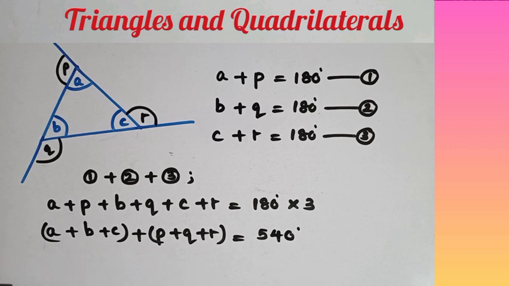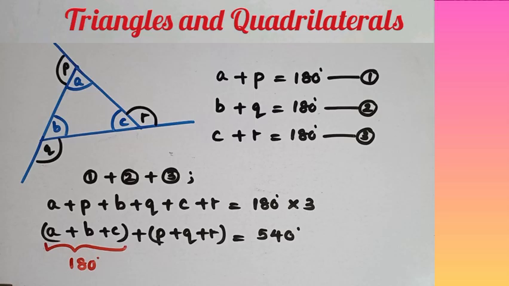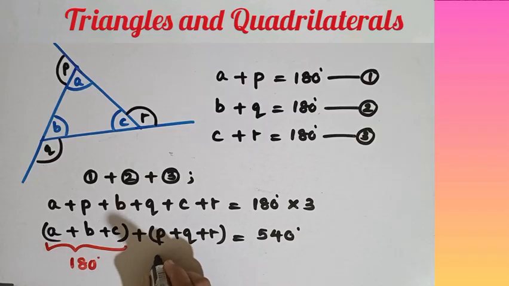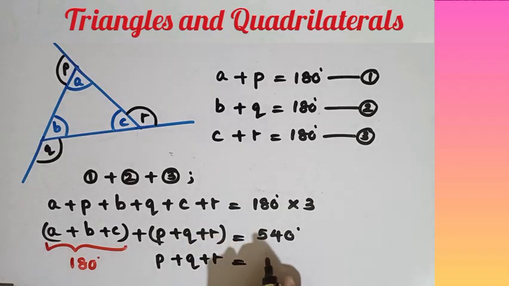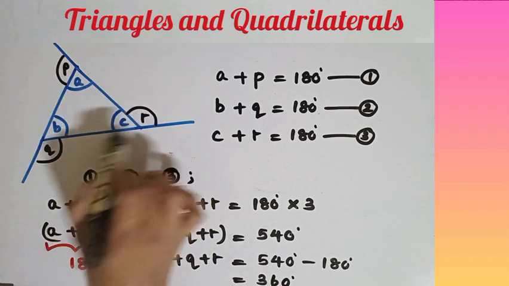These three are interior angles of this triangle, that is equal to 180 degrees. So we can put it here, 180 degrees. Now P plus Q plus R equals 540 minus 180. So the sum is 360 degrees. The same result is obtained.